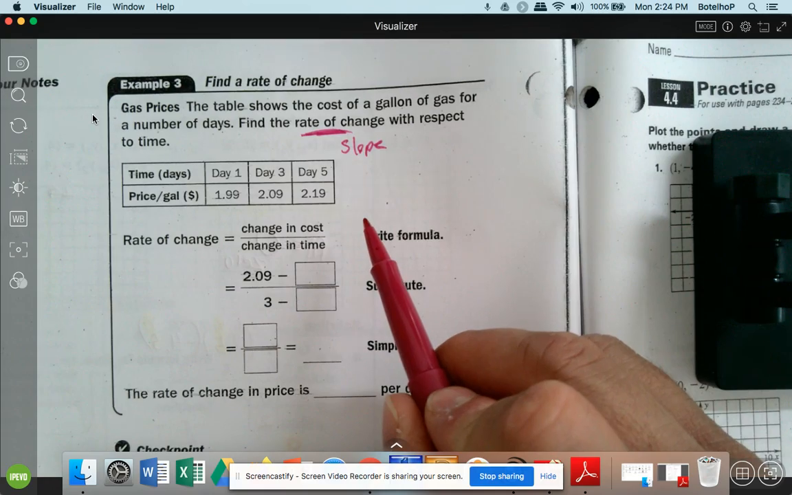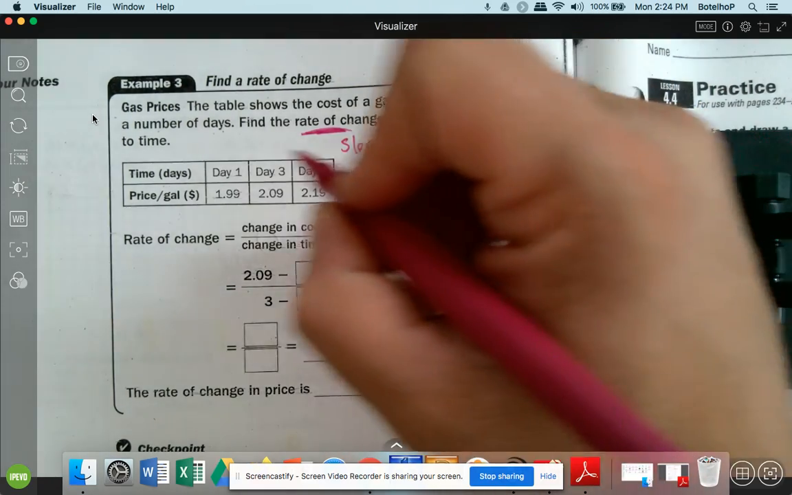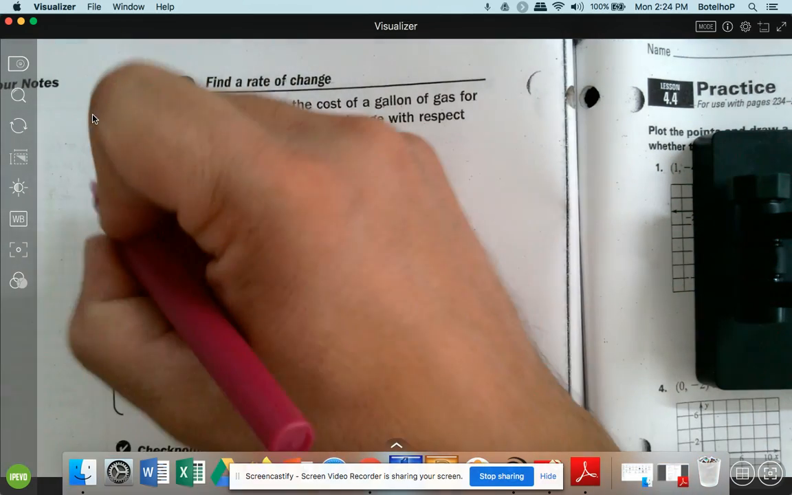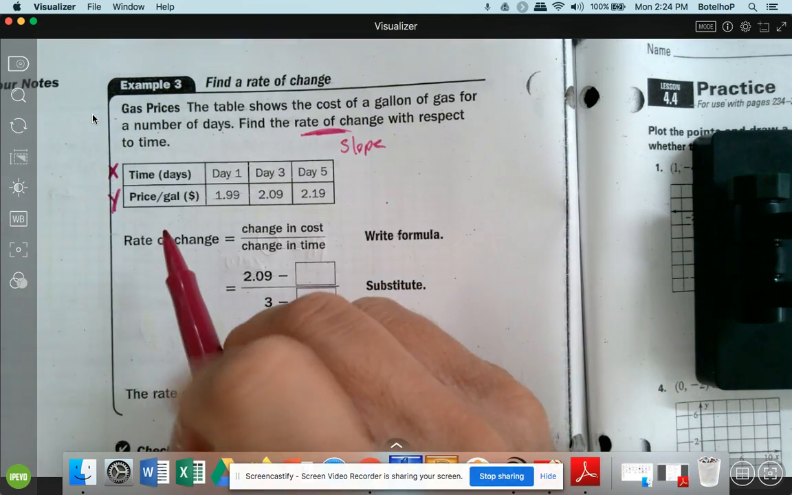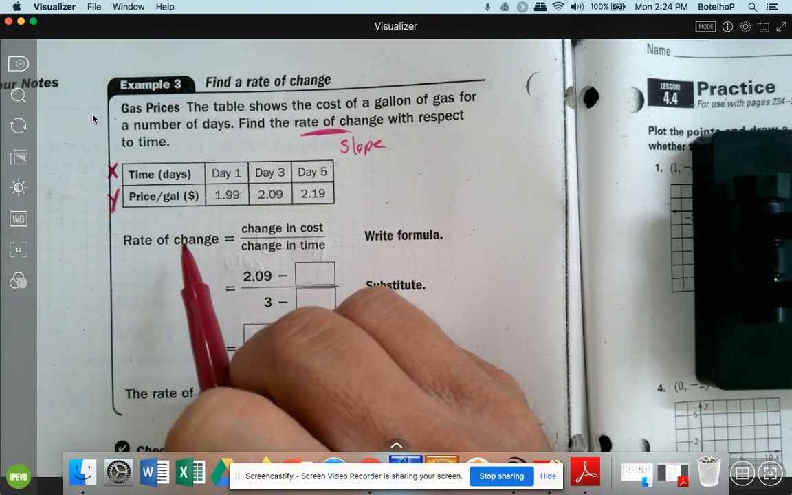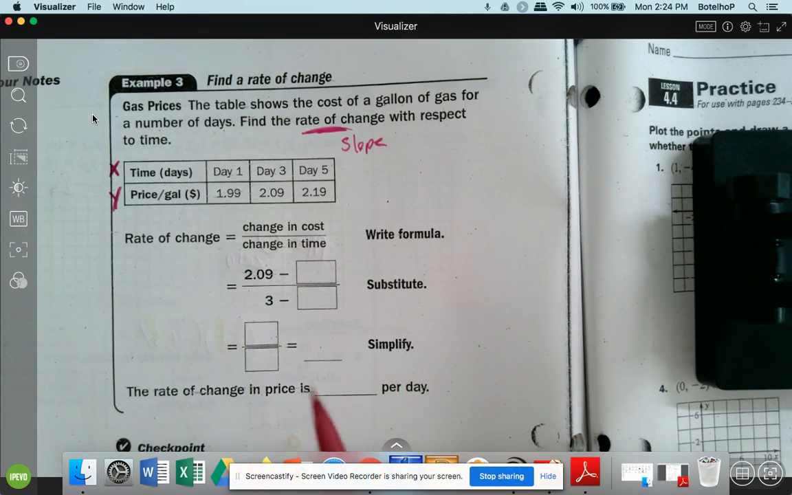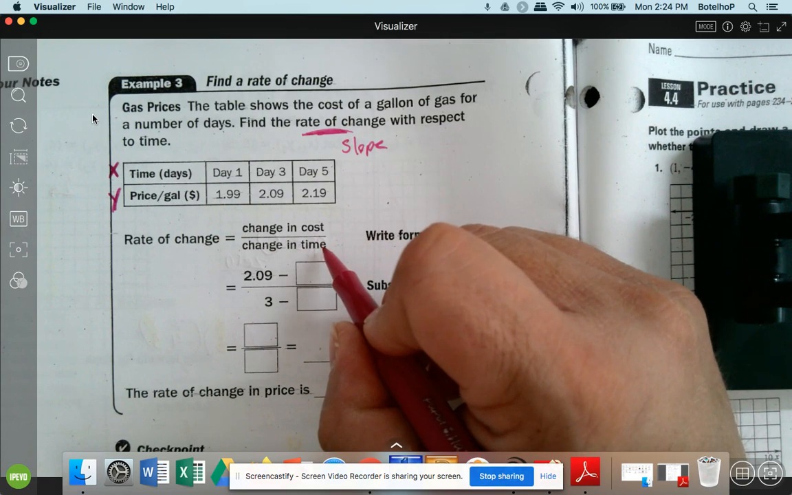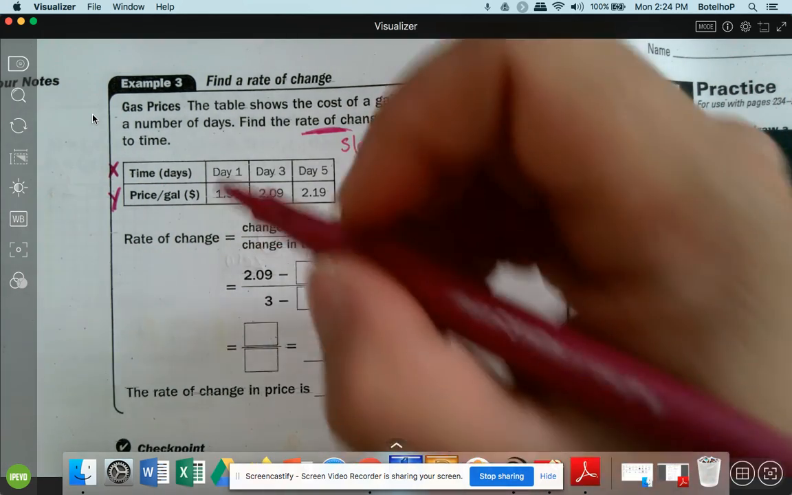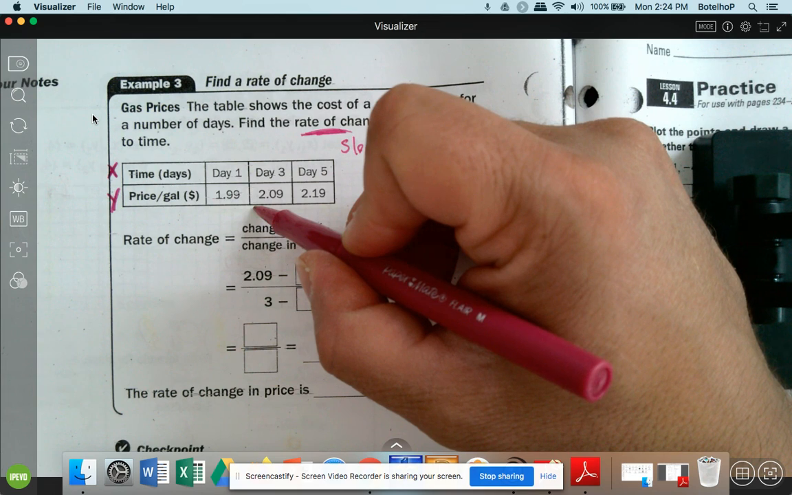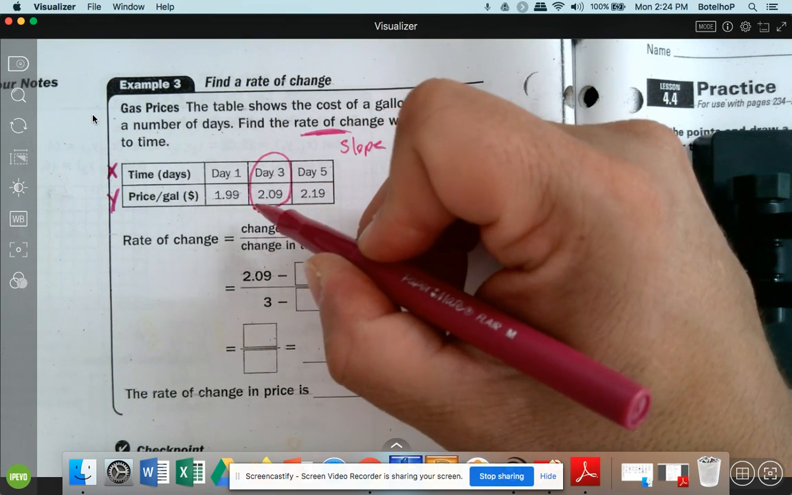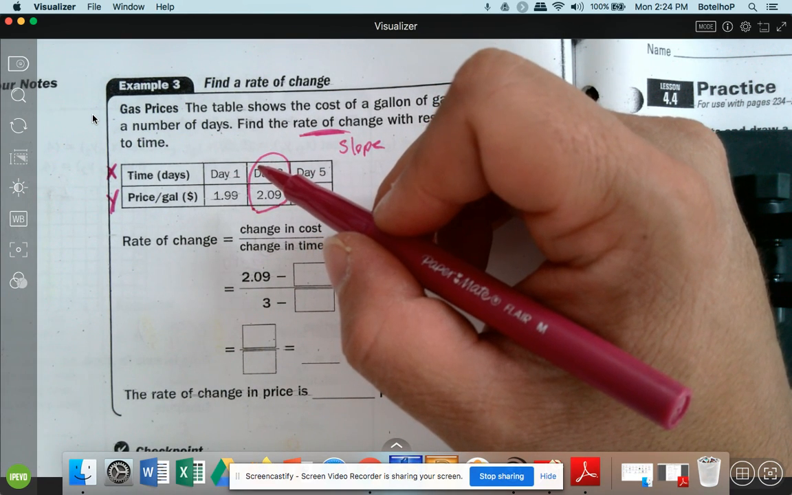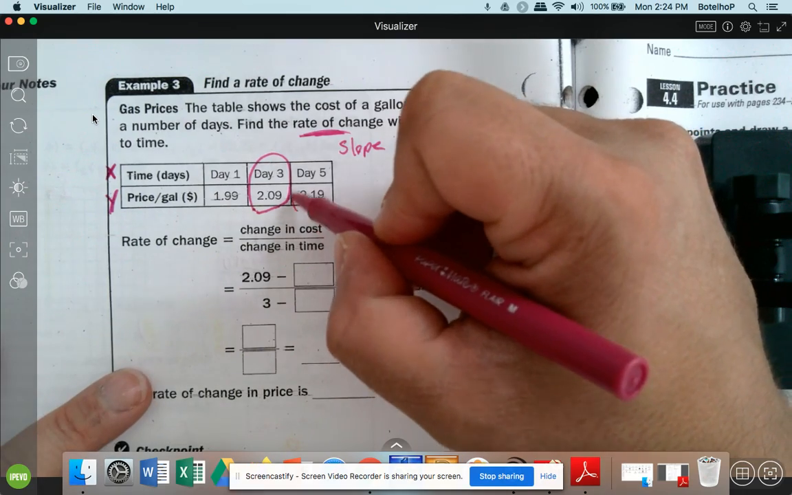Okay, so if you think about it, these are your x values, your independent variable, and these are your y values, your dependent. The price depends on how many days have gone by. So if you want to find rate of change, you're really just finding the slope, so the change in cost and the change in time. So it looks like it's choosing day 3. And maybe I'll choose, it really would work if I choose day 1 or day 5, it doesn't matter. I'll choose day 5 just to be a little different, okay?